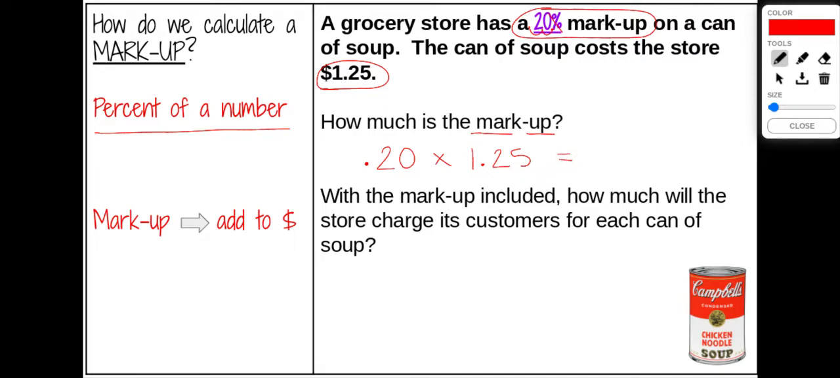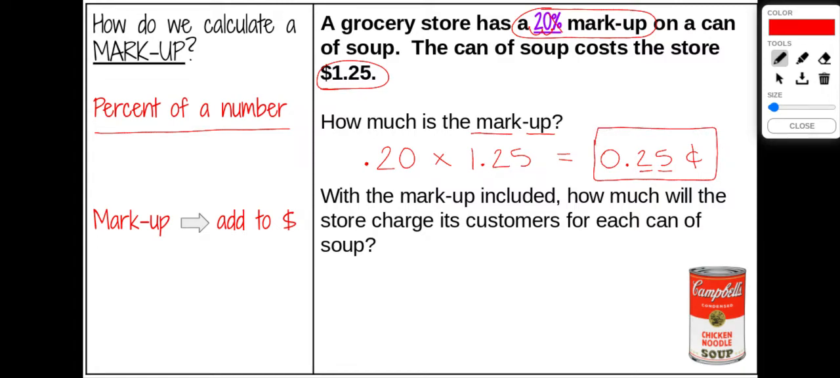So use your calculator, 0.20 times $1.25, and your calculator is going to say 0.25. That's the markup. Now this is just cents. 25 cents. That's the markup that the store is going to charge its customers so that it can make a profit by selling that can of soup.